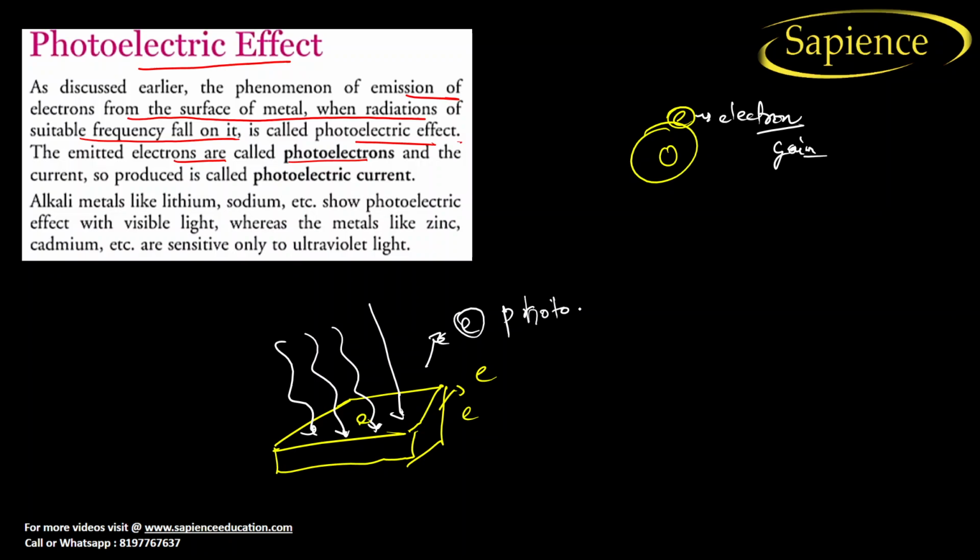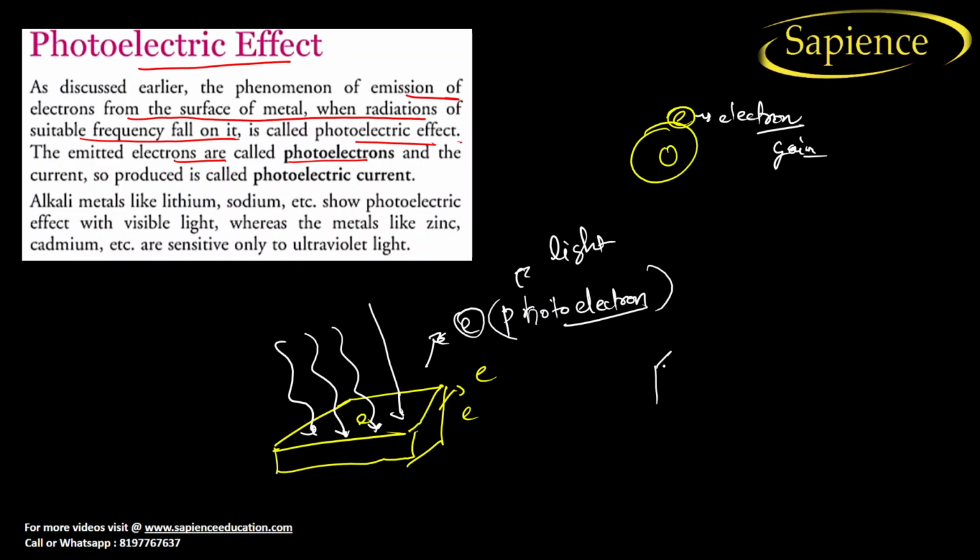So this is known as a photoelectron. Why photoelectron? Because photo means light. Whenever an electron jumps out from the surface when you shine light or radiation on the surface of the metal, it is considered a photoelectron, and the current so produced is called the photoelectric current.